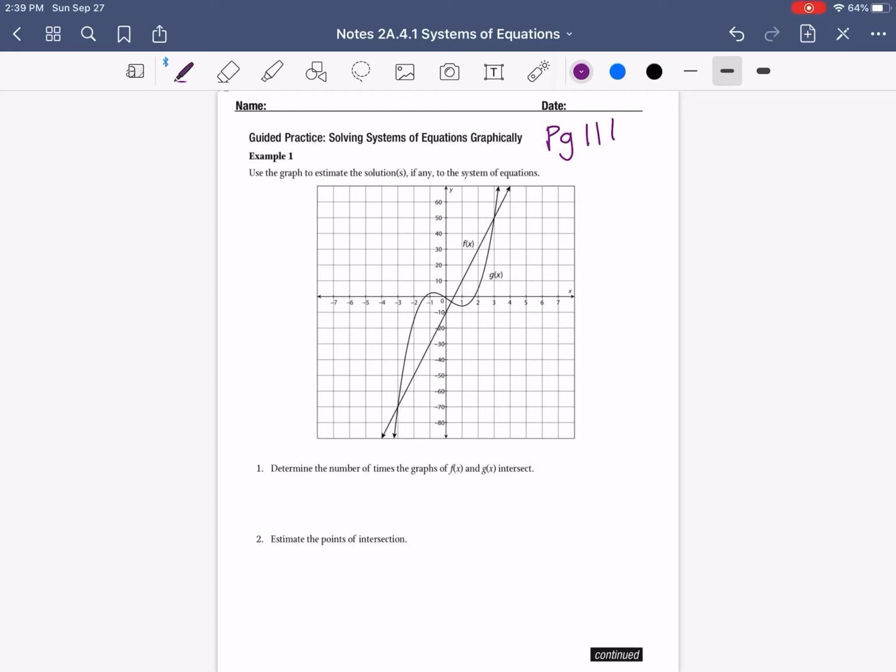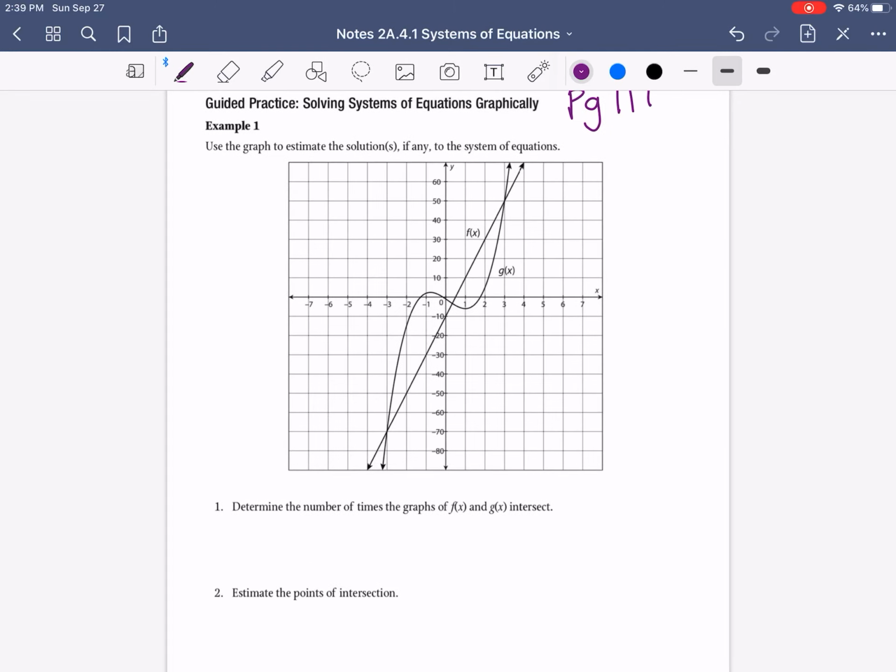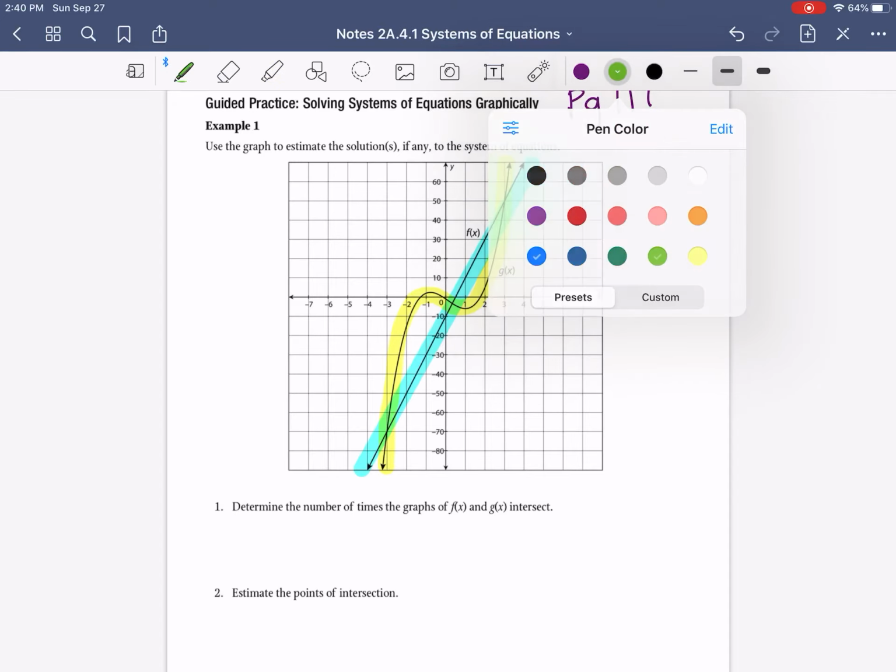All right, so the way that it works for graphing is you graph them on the same plane and see where they intersect. So example 1 does it for us, the graphing part. Example 1 says use the graph to estimate the solutions, if any, to the system of equations. So we have 2 equations. We have f of x, which is just this straight line right here, and then we have g of x, which is probably a cubic function because it looks like a cubic equation. And then you get solutions. Your solutions are where your two graphs intersect.